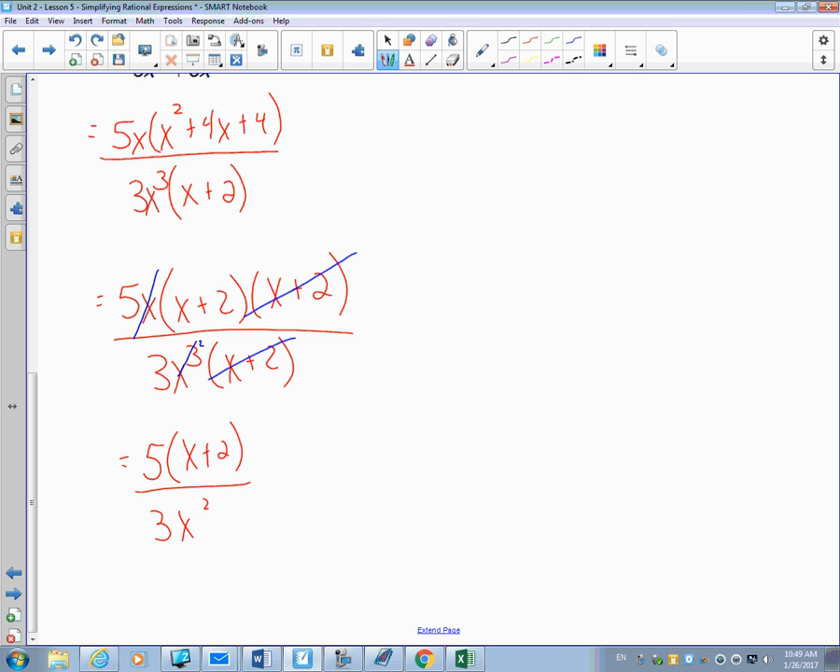What are my restrictions? What makes the bottom become 0? Well, I can't have 0. It would be this one here, right? That's 0. And from up here, the opposite of that, can't have negative 2. Both those situations would create zeros on the bottom, and I don't want that.